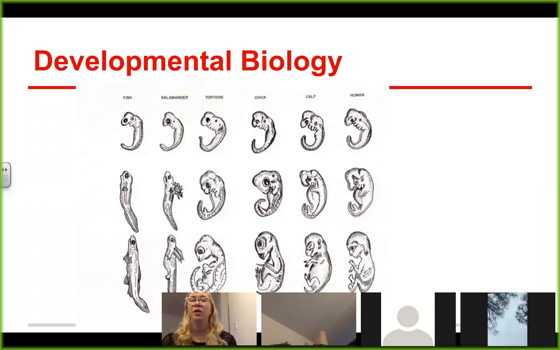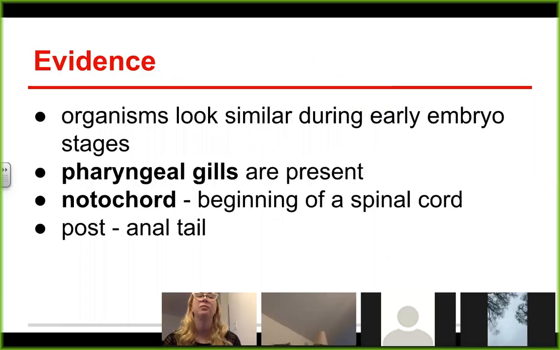So you as a human had gills when you were developing, right? Same with a calf. Those obviously go away so that you can be born and breathe in air. And then, of course, all vertebrates are going to have this thing called a notochord, which is the beginning of your spinal cord. It's basically like a thin precursor to the spinal cord.